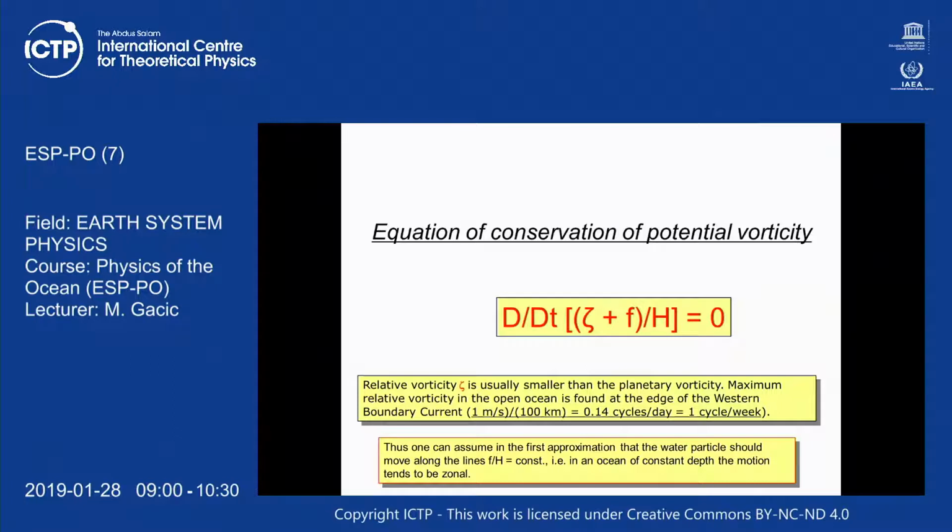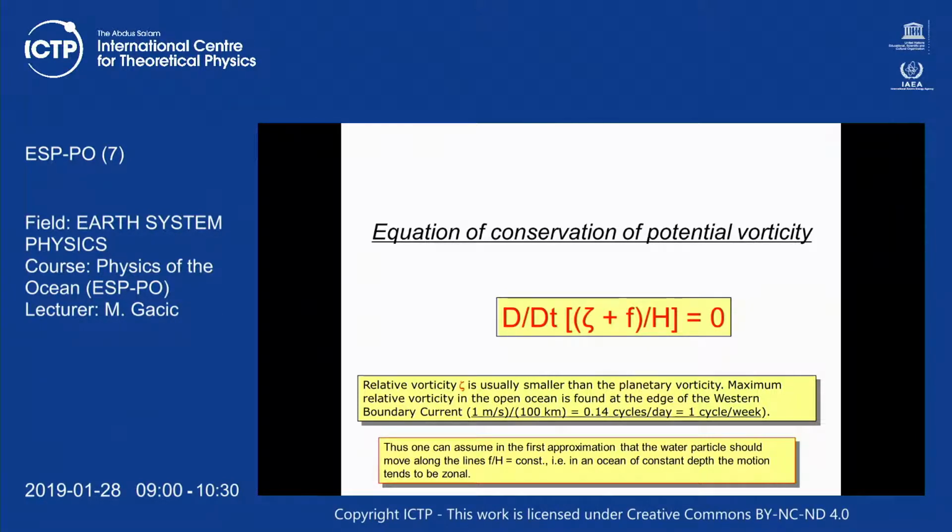Therefore, one can assume that in the first approximation, the water particle should move along the lines f over h constant, because we neglect the relative vorticity with respect to f, so we remain with d/dt of f over h equal to 0. So for large-scale motions, where we can assume that the relative vorticity is smaller than the planetary vorticity, the particle is moving along the f over h constant lines.